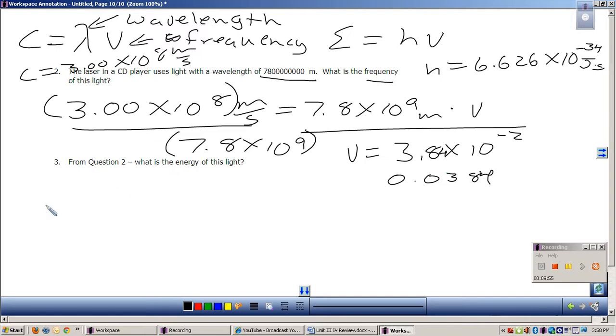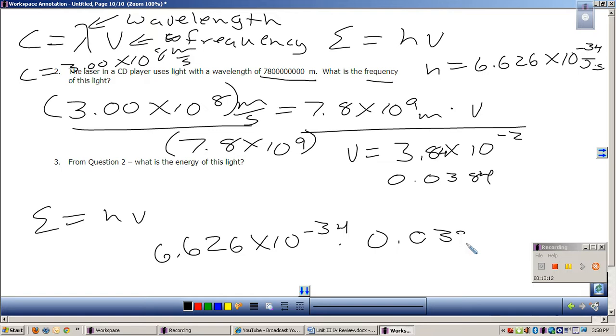So from question 2, what is the energy? Well, energy equals HV. So what I'm going to do is multiply 6.626 times 10 to the negative 34th, multiply that by 0.0384, and that will give me my answer.